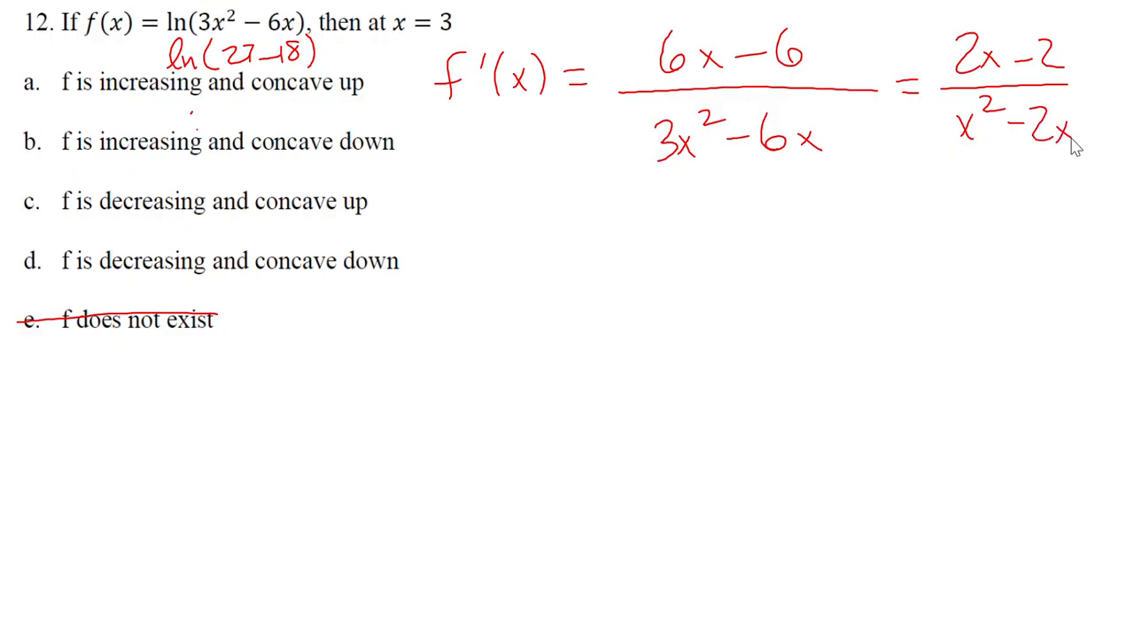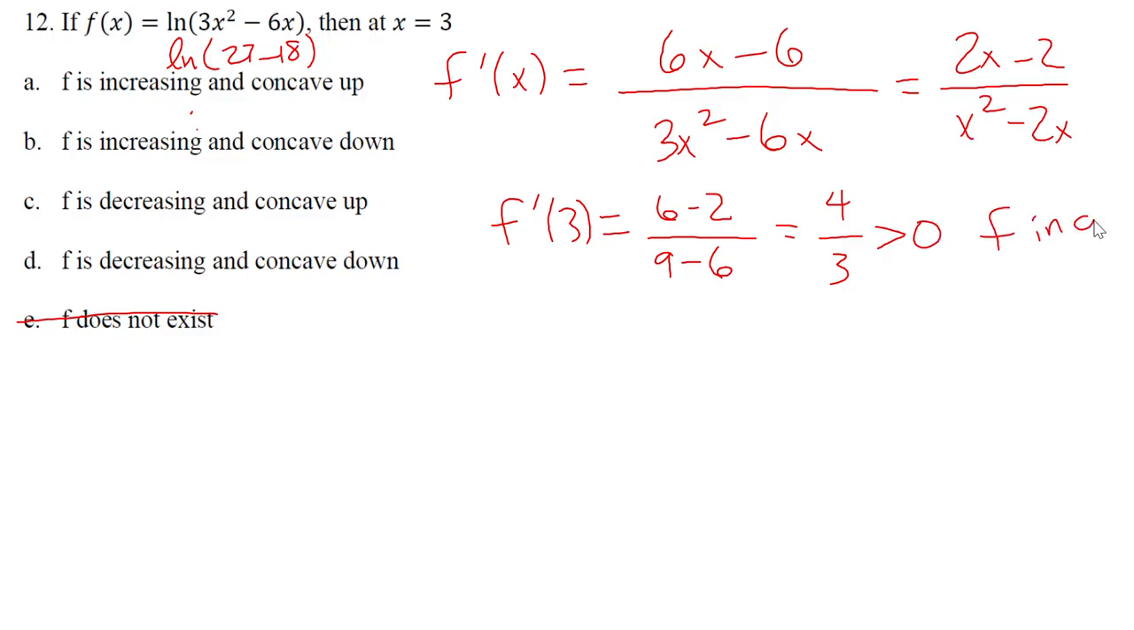Right? And so if we evaluate that, then when x is 3, we end up getting 2 times 3, which is 6, minus 2, over 3 squared, which is 9, minus 6. Well, the top is positive, and the bottom is also positive. Right? We get 4/3 here. That's greater than 0, which means that f is increasing, which means we can eliminate choices C and D. Then we'll need to take a second derivative to determine if it's concave up or concave down.